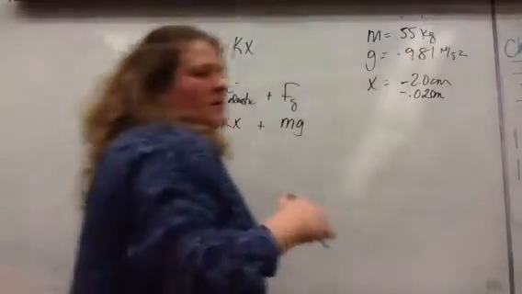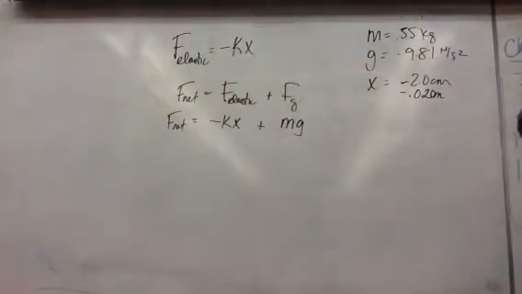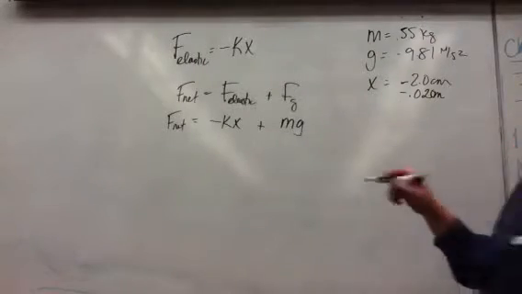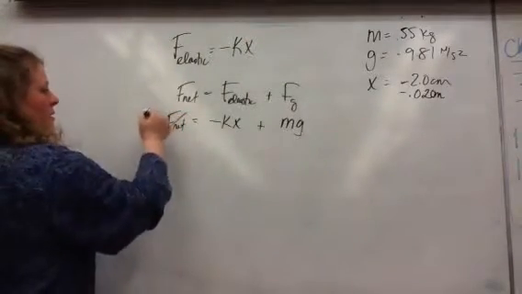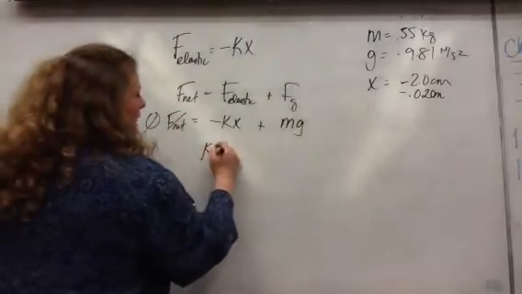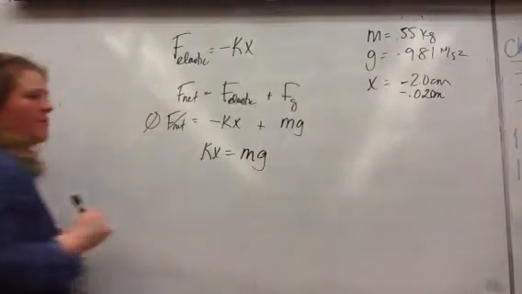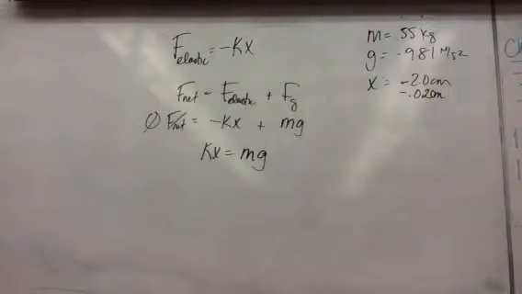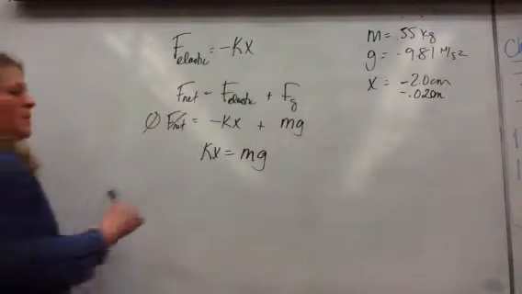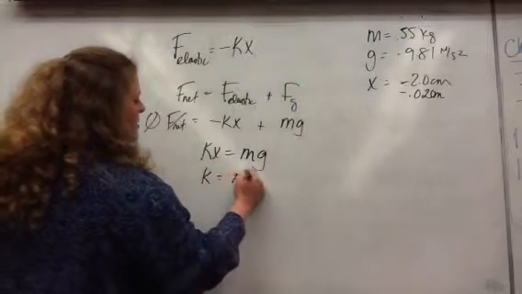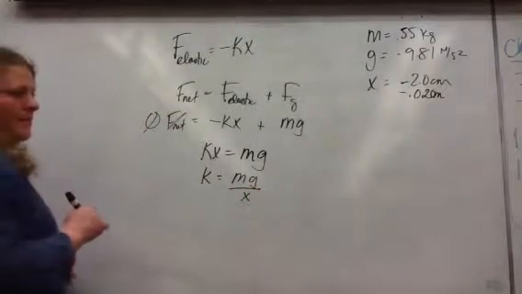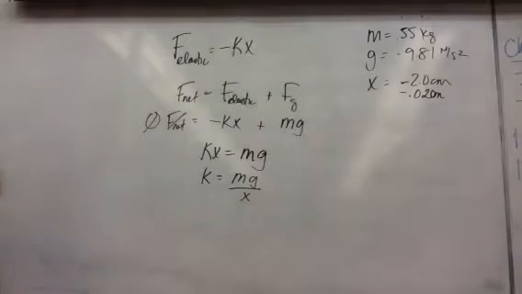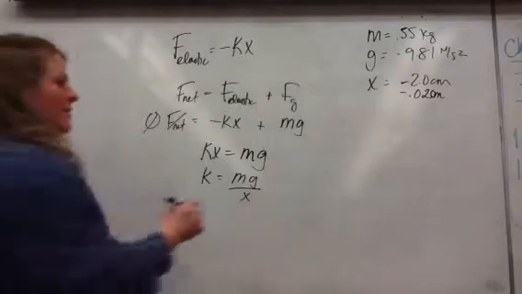Okay. So we know that those two are equal to 0, because the spring ends up at equilibrium. So therefore, kx equals mg. Okay. Net force never goes away. So therefore, K equals mg divided by x. And look, we have those three variables. That's convenient.